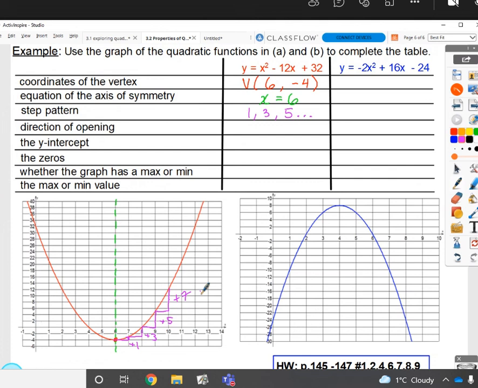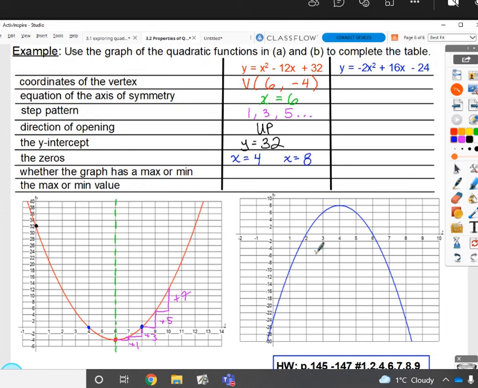The direction of opening, is it up or down? It's opening up over here, for sure. The y-intercept, way over here. You're really good at this. It's positive 32. The zeros, better known as the x-intercepts, we have one at positive 4 and one at positive 8. So we can go ahead and say, okay, one's at positive 4 and one's at positive 8.